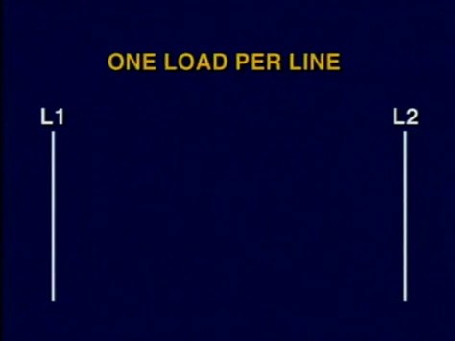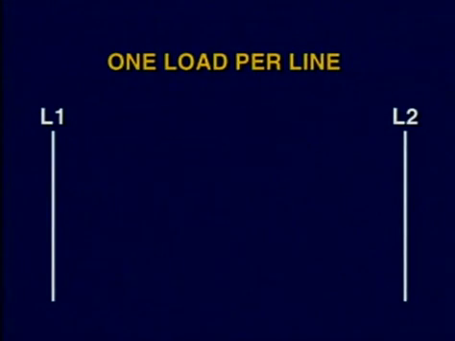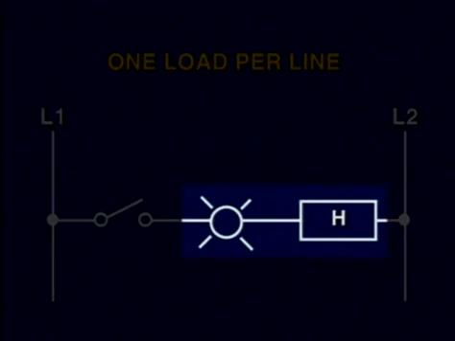The one load per line rule simply states that only one load may be connected between L1 and L2 for each line. For instance, if we have a simple switch controlling a light and also a heater, we would not connect the switch to the light and to the heater like this. Here, two loads, the light and the heater, are both in the same ladder line in between L1 and L2. The desired function here is that both loads are turned on when the switch is closed.